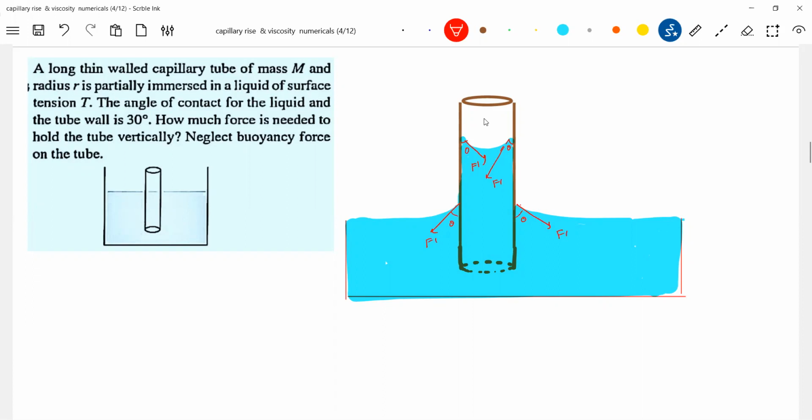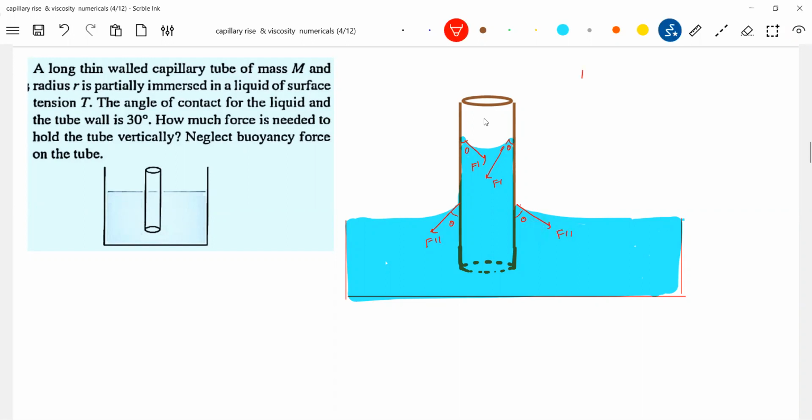Tell me, what are these F dash? Force exerted by liquid on the capillary tube. The force by the capillary tube on the liquid will be in this direction. I'm not bothered about the liquid, I'm bothered about the capillary tube. So what are these forces? This meniscus will exert force on the capillary tube here. Here the liquid present outside will exert force. So we'll write F double dash as the symbol.